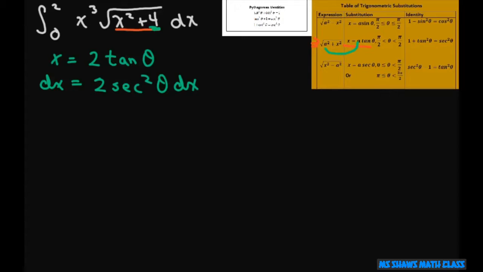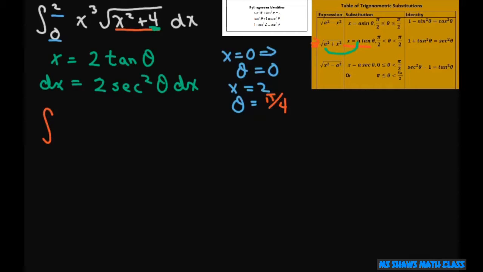Also, let's go ahead and substitute our numbers. So x is 0 when theta is 0, and x equals 2 when theta equals pi divided by 2, or pi divided by 4. So now we can integrate this and change our integral from 0 to pi over 4.